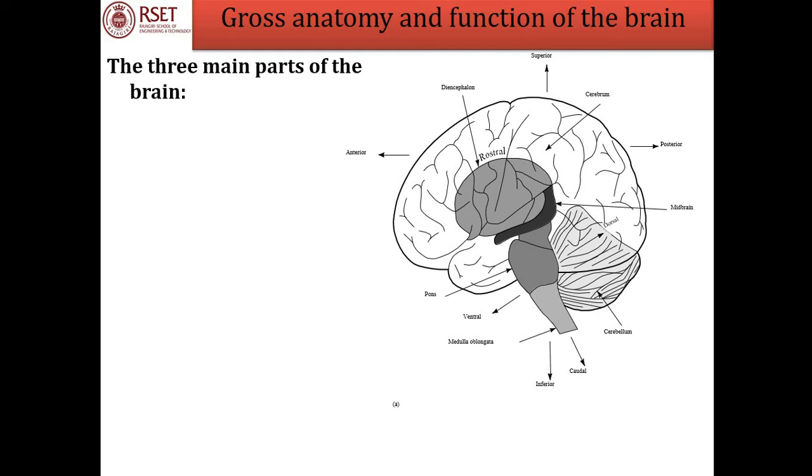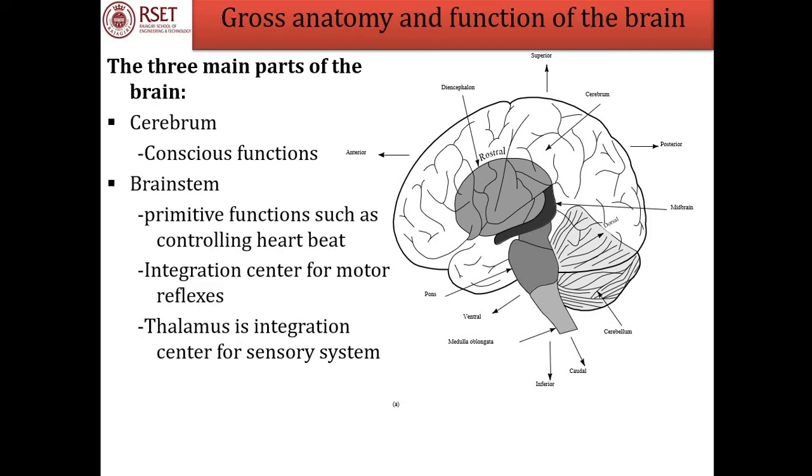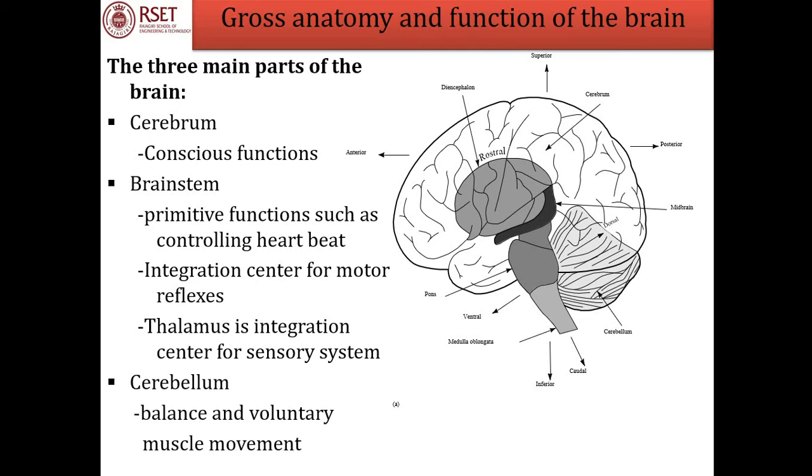Now the three main parts of the brain are the cerebrum, the brainstem and the cerebellum. Now the cerebrum is actually taking care of the conscious function of the human body, while the cerebellum is basically involved in the body balance and the well coordinated muscle movement of the body. And finally, the brain stem connects the brain to the spinal cord and to the different parts of the body for the rest of the coordination in communication.